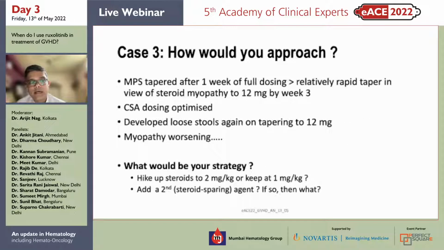I go to Sunil sir and ask, sir, when the methylprednisolone is being tapered, by the time we've reached 12 milligrams, the loose stools start worsening again, and the myopathy is worsening. The child is not able to stand at all right now. So would you again hike up the dose to the full 2 mg per kg or go to a lower dose, and would you add a second line agent as madam was suggesting? So Sunil sir, if you could take this question.